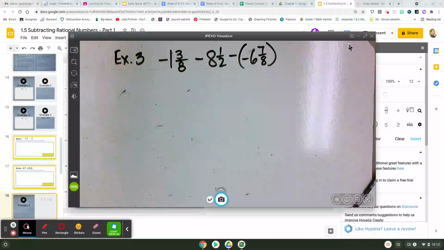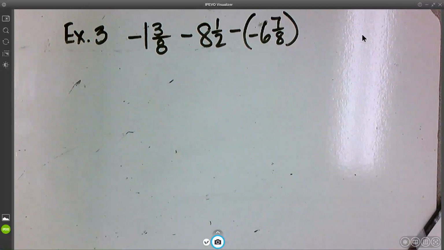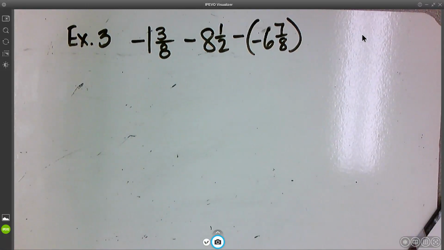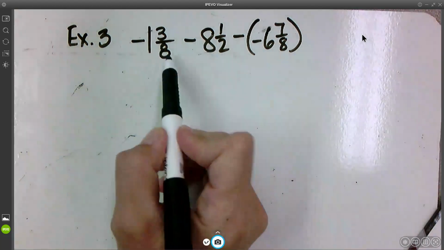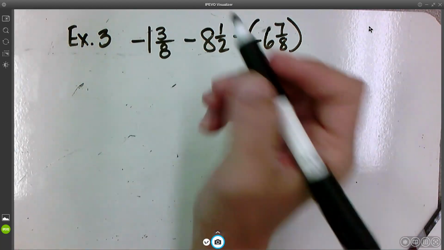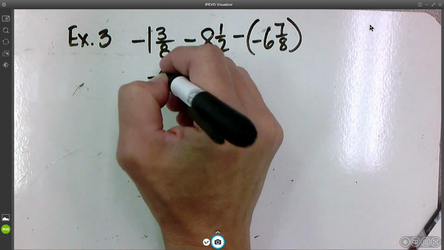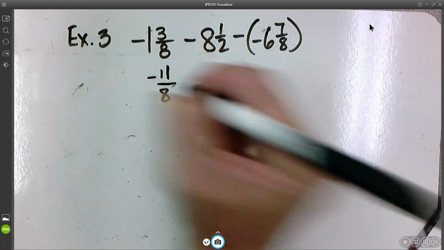All right, on example 3, we are adding 3 mixed fractions. We're not adding, we're subtracting. So as always, our first step is to turn our mixed numbers into improper fractions by multiplying our denominator times our whole number and adding in the numerator. So 8 times 1 is 8, plus 3 is 11. So this turns into negative 11 over 8.